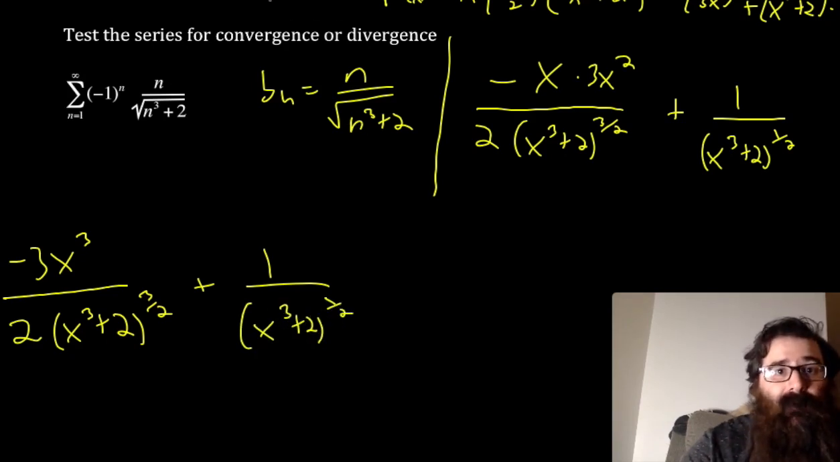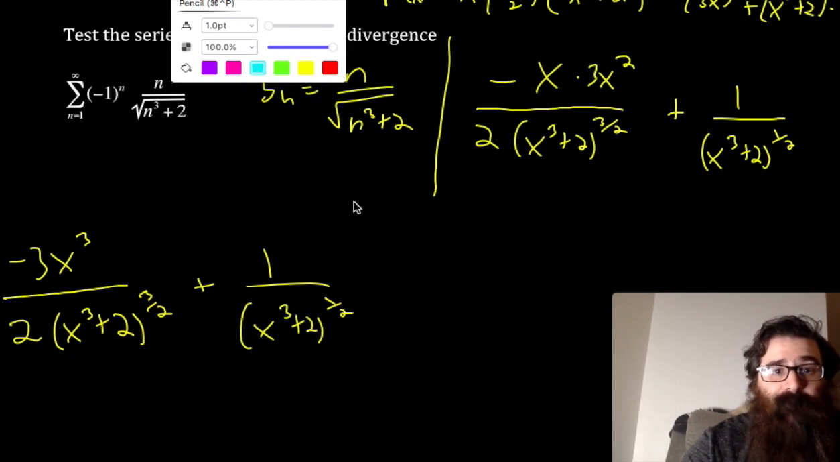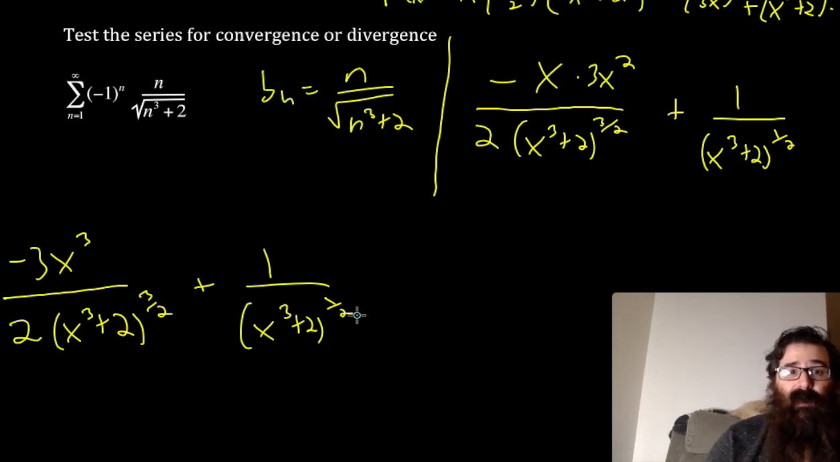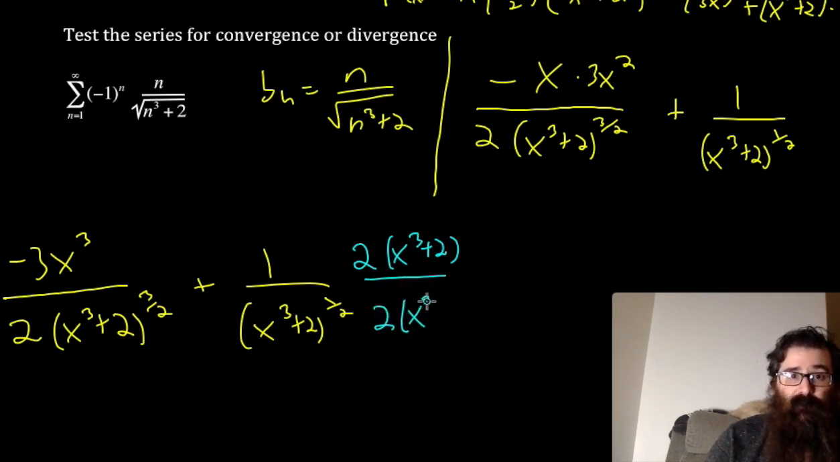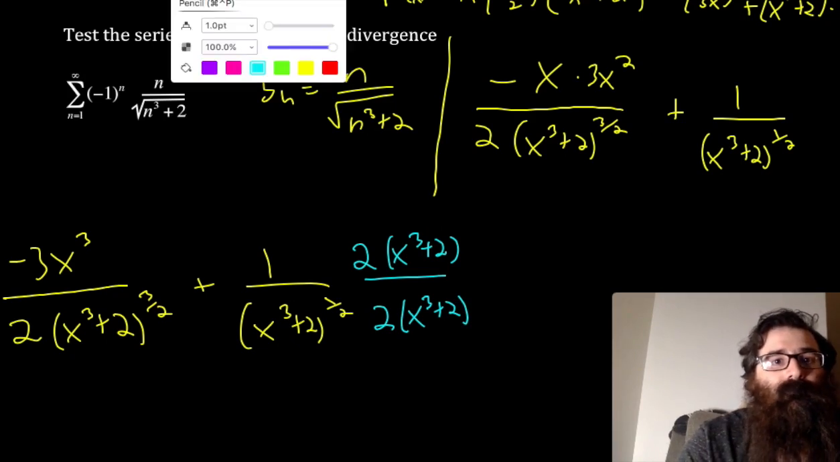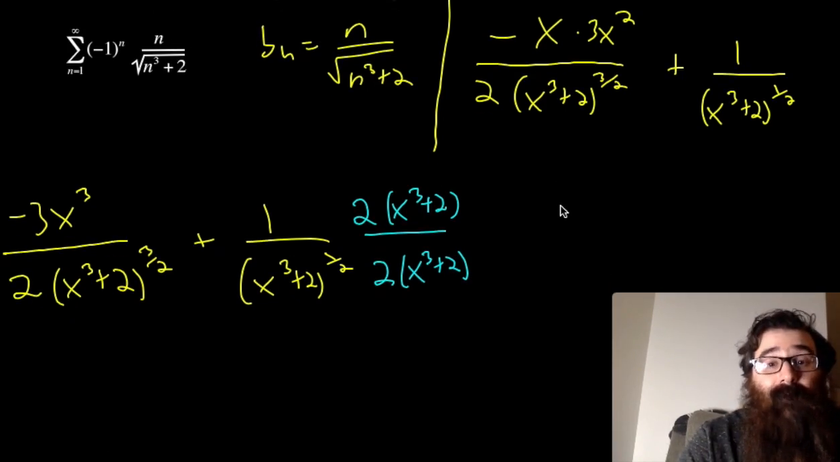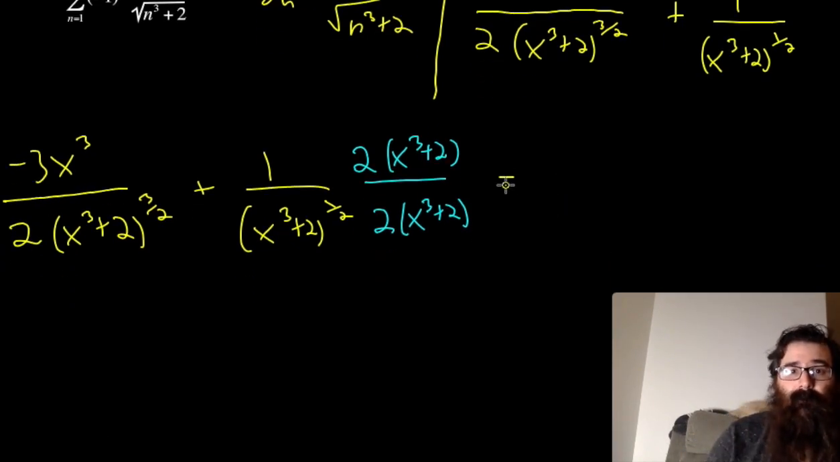But I want to get a common denominator so that I can write this as one fraction. So to do that, I would say, well, now here, to the second fraction, I can build that common denominator by multiplying by 2 times x cubed plus 2 divided by 2 times x cubed plus 2. And this is going to give me this common denominator. My common denominator is going to be 2 and then x cubed plus 2 to the power of 3 halves.